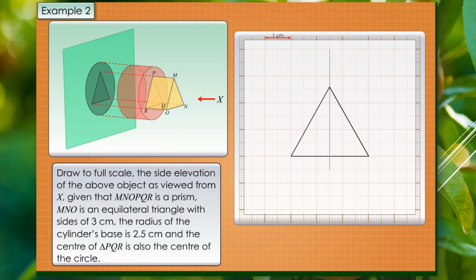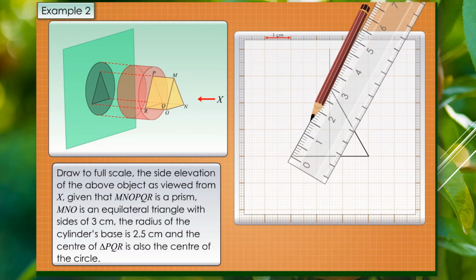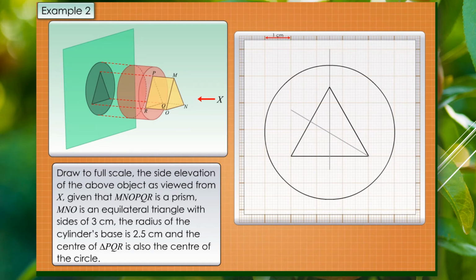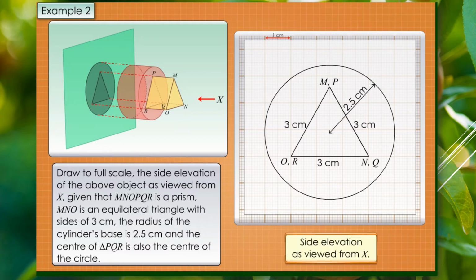Next, we need to find the center of the triangle, which will be the center of the circle. Find the midpoint of this line, and then draw lightly a line from the opposite vertex to the midpoint. So, this is the center of the triangle and the circle. Thus, we can use a pair of compasses to draw a circle of radius 2.5 centimeters. Finally, rub off any unwanted lines and include the labels and the measurements of the side elevation.